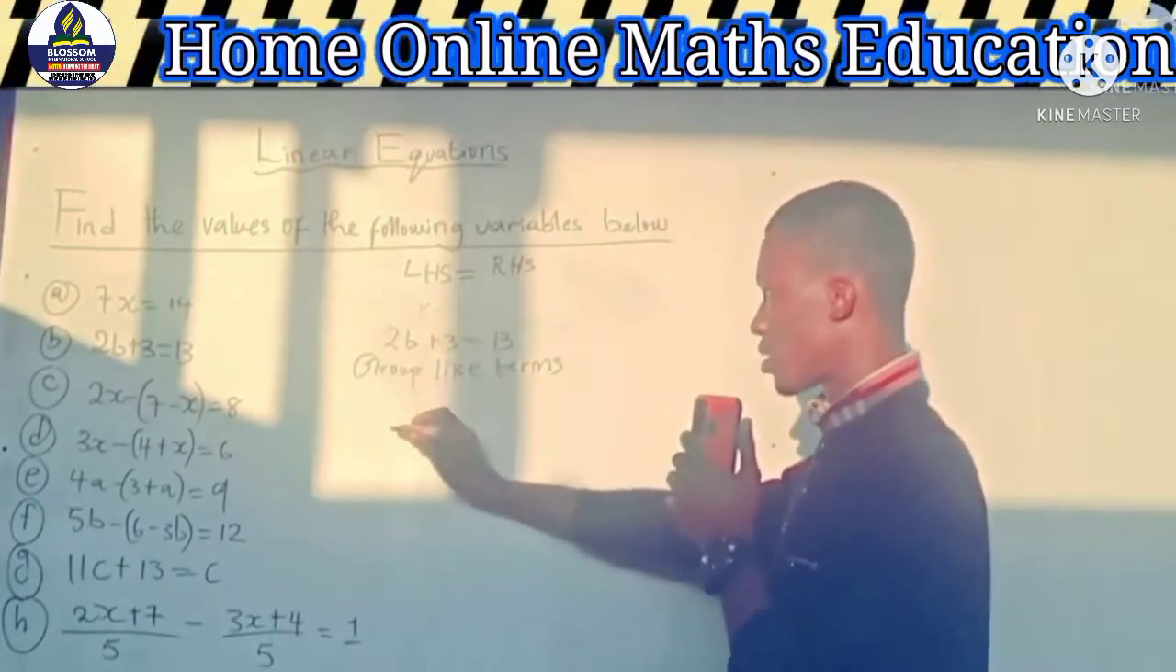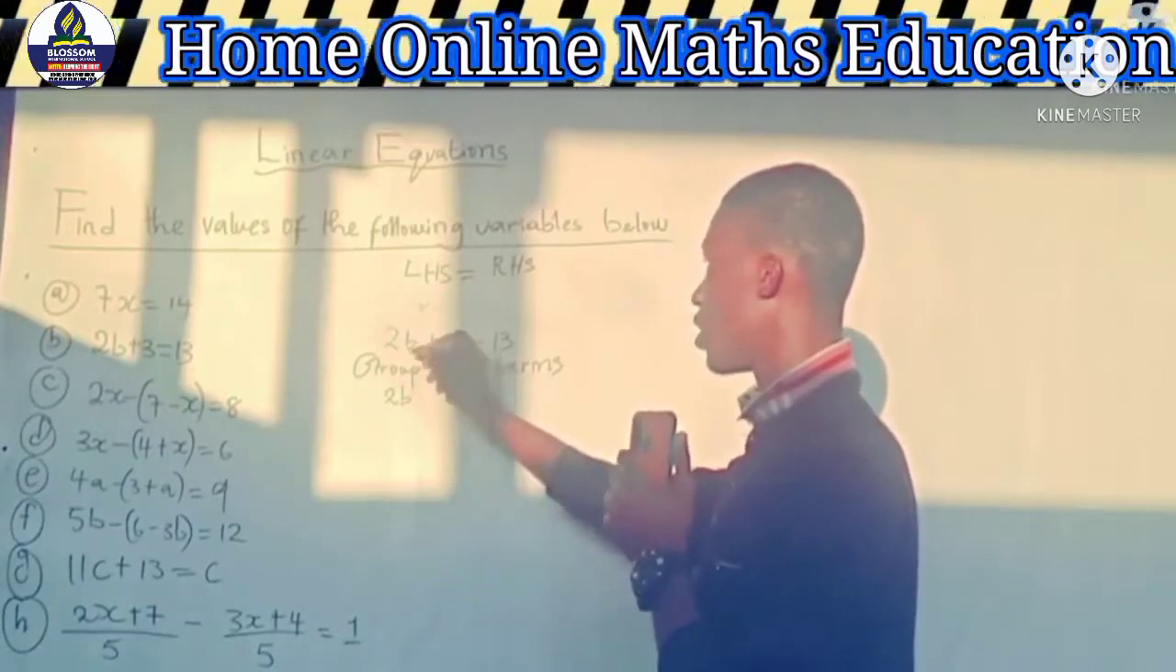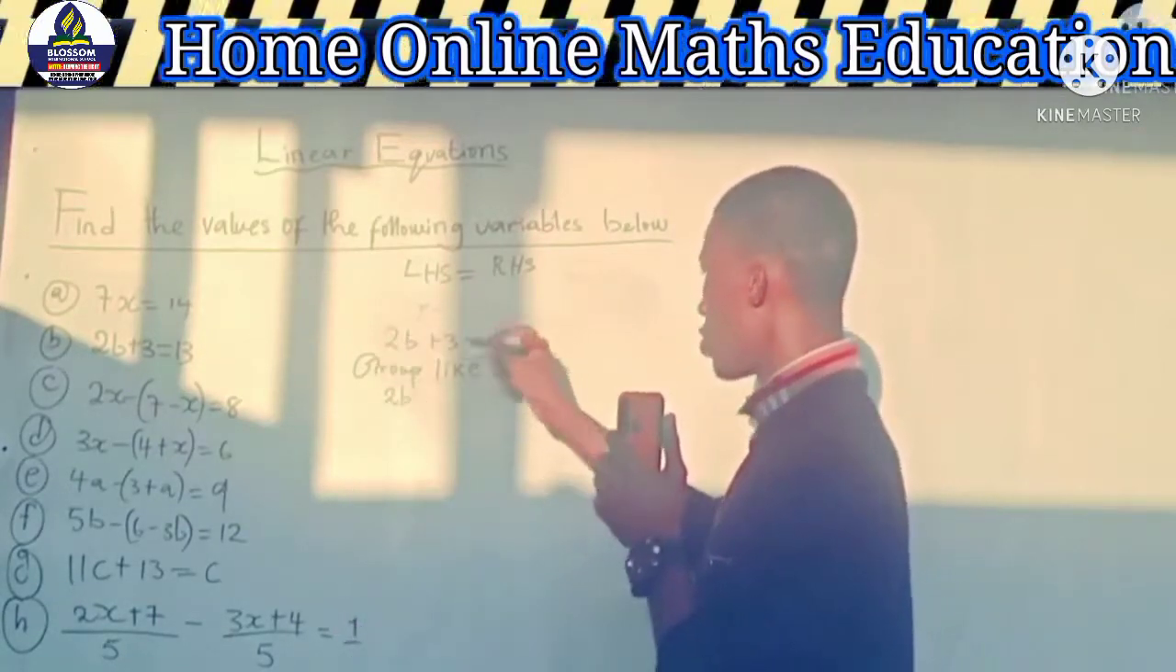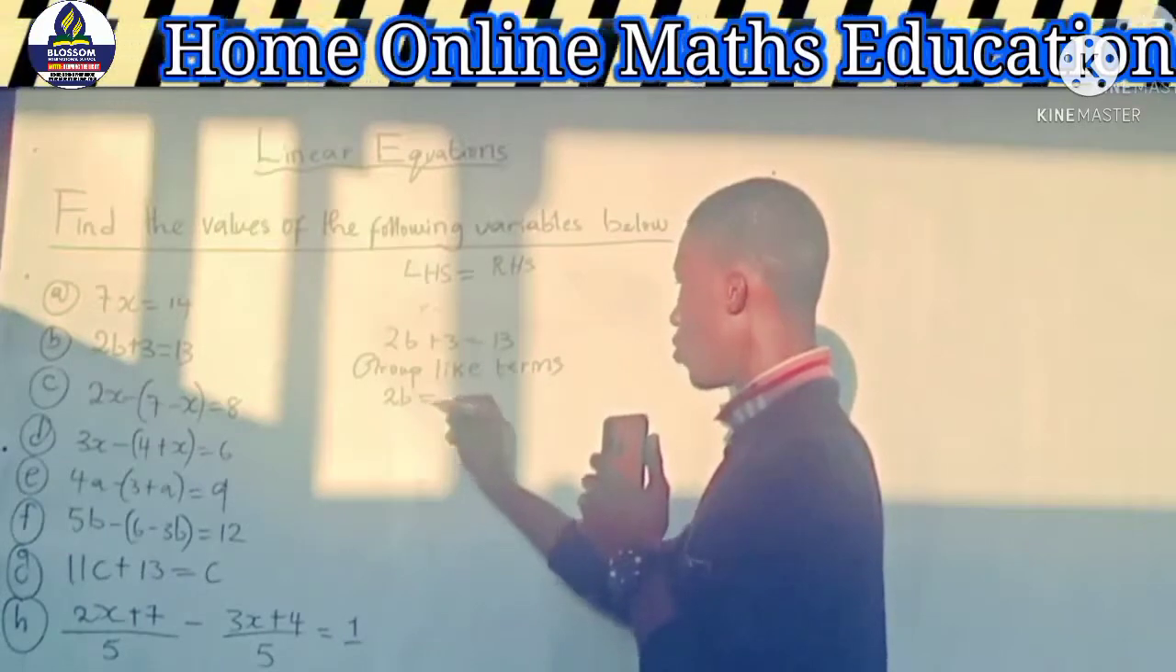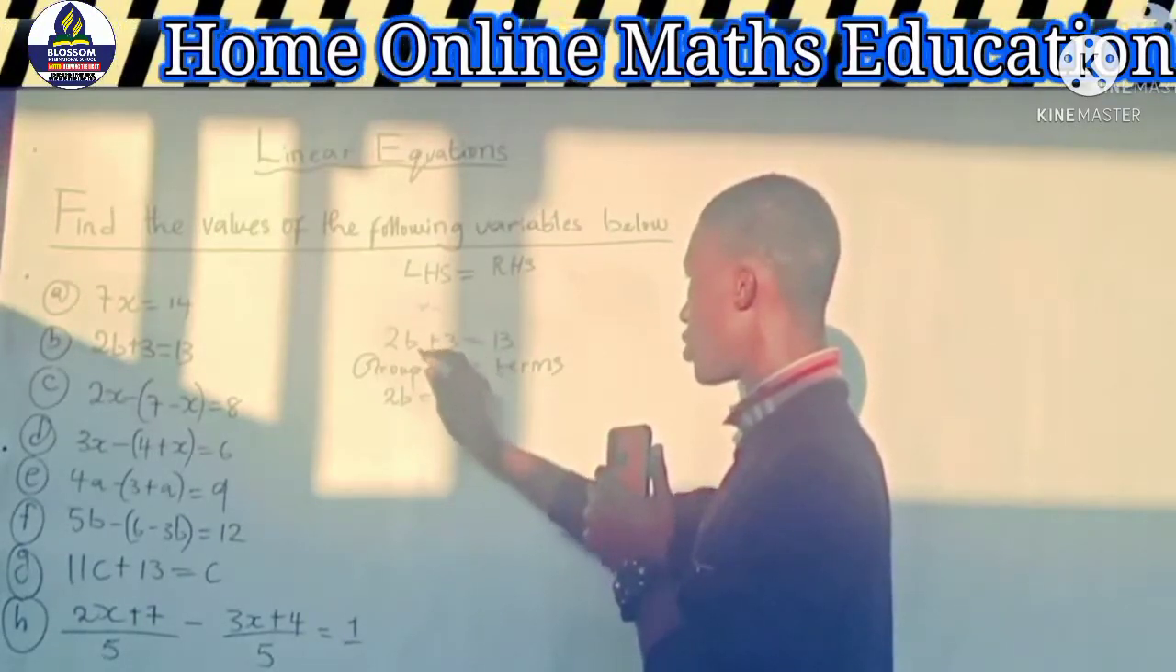And now, grouping like terms, like I said, 2b is going to stay one side. Now this is 3. 3 and 2b is not the same thing. So 3 will go and stay with his senior brother, 13. And now this is one thing you need to understand.